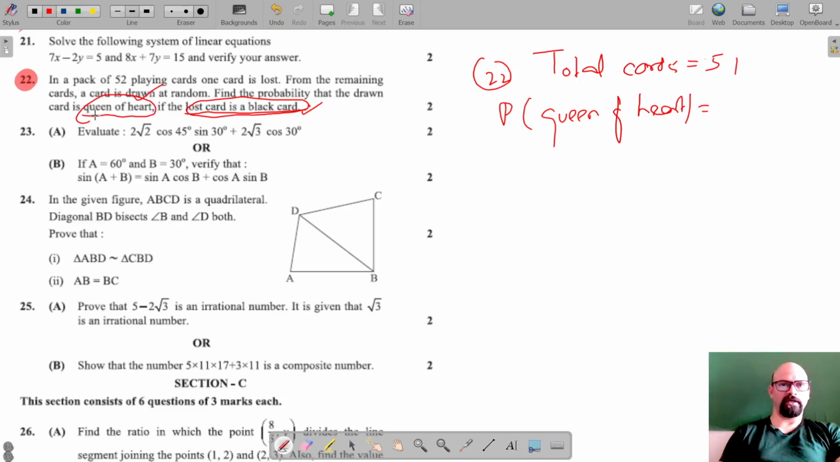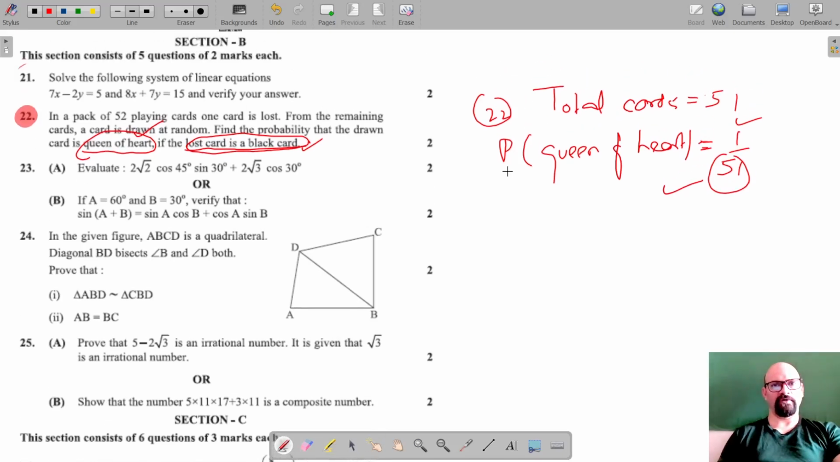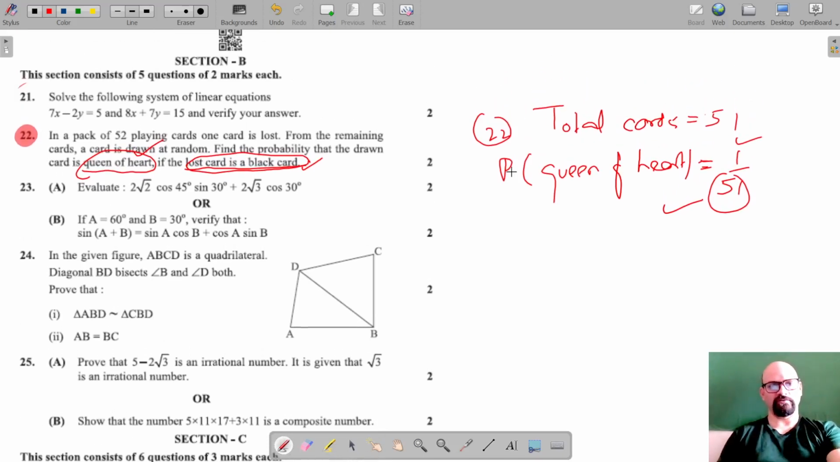Hearts are of red color and we have only one Queen of Heart. So our answer is 1 by 51. Total cards are 51. One is lost and Queen of Heart is 1, so 1 by 51 is the answer for question number 22. Let's move on to question number 23.